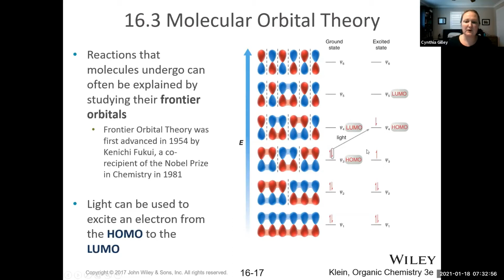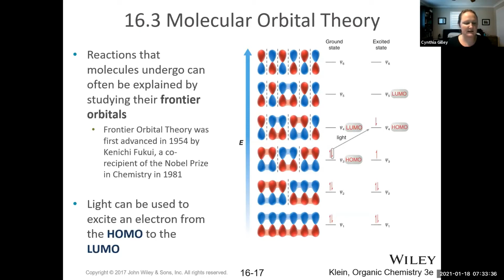So these are important molecular orbitals because the HOMO and LUMO are involved in reactions. Together they're termed the frontier orbitals, because it's where the chemistry is happening. And so they're the orbitals that we really want to look at when we're trying to understand reactions. Frontier orbital theory was first advanced in 1954 by Kenichi Fukui, and he was a co-recipient of the Nobel Prize in Chemistry in 1981. So this is a really important theory that has a lot of predictive capability.